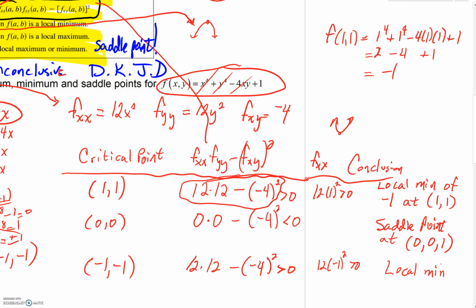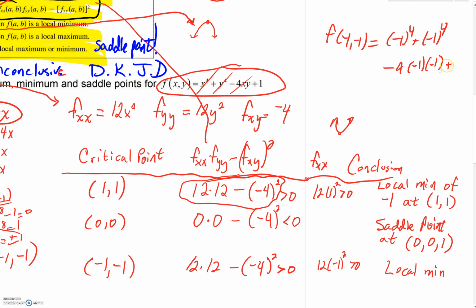So look, now we're going to plug in negative 1 for our x and our y. And I think you can see what's going to happen as we're finishing this up. It's negative 1 to the 4th, negative 1 to the 4th, minus 4 times negative 1 times negative 1 plus 1. This is a 1 plus 1. This is a 1 times negative 4. That's a minus 4. You can see it's also going to equal, just like we had before, negative 1. Local min of negative 1.